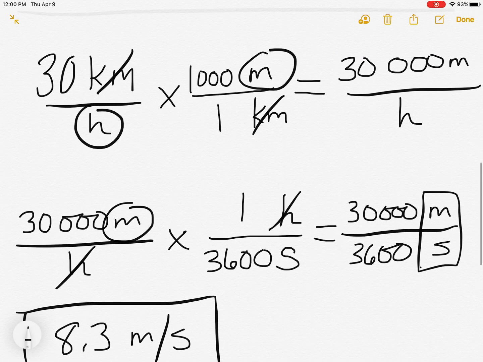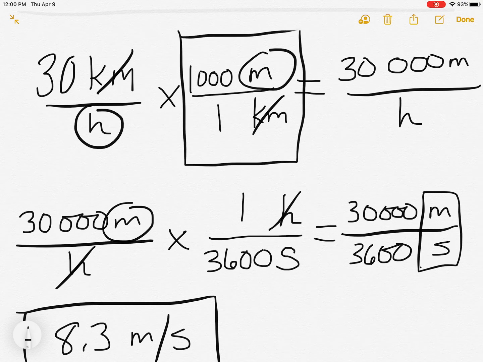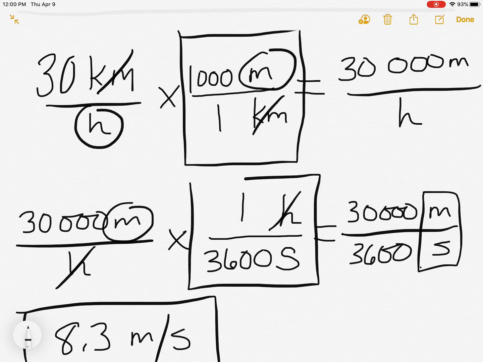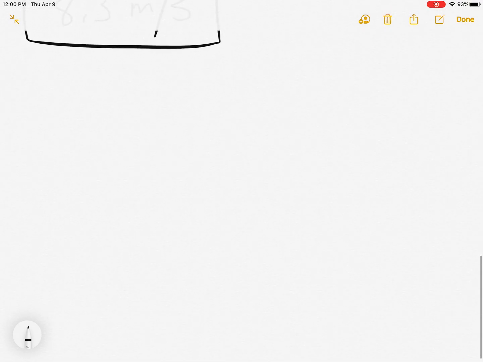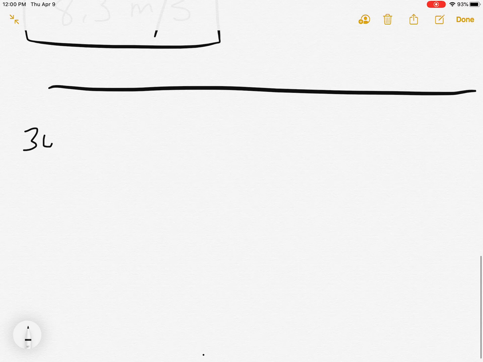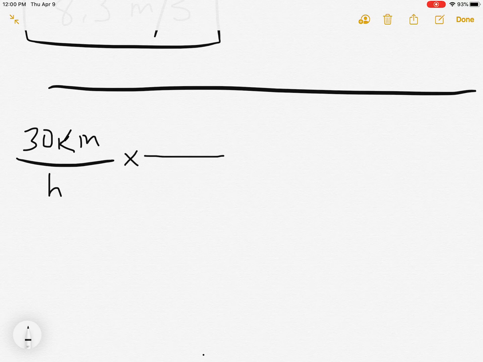Now, what you can do, of course, is you can do both steps in one. This is the conversion factor that got rid of the kilometers, and this is the conversion factor that got rid of the hours. So let me do the exact same thing in all one step, okay? All one step. 30 kilometers per hour. So my first conversion factor, I multiply by, I want to get rid of the kilometers, so I put the kilometers on the bottom.